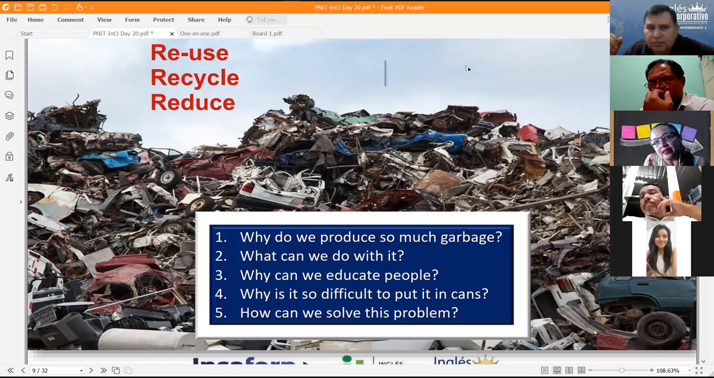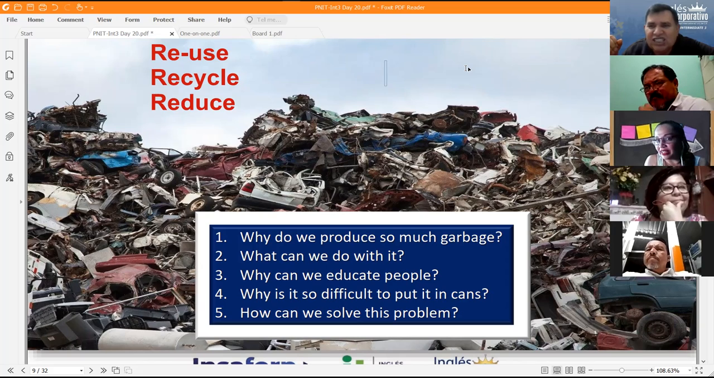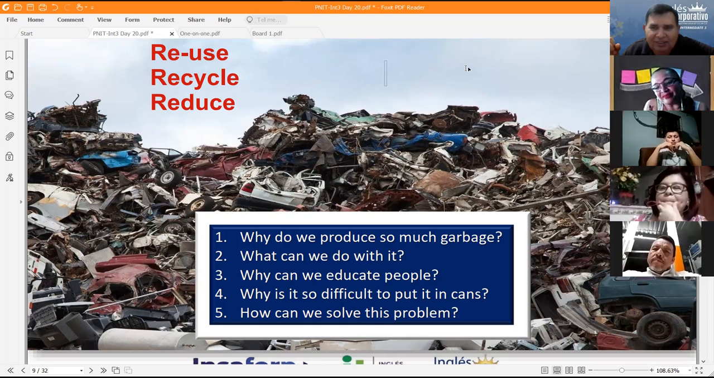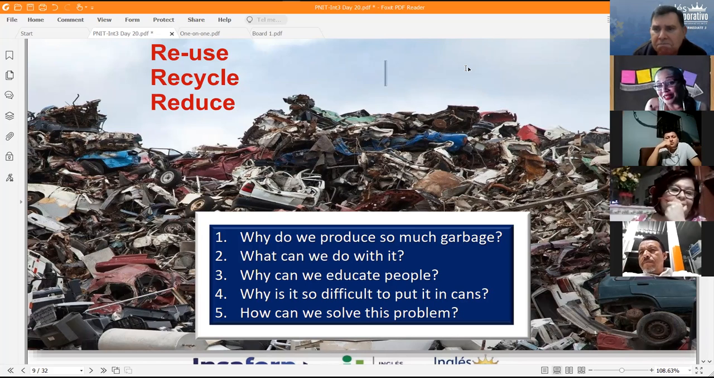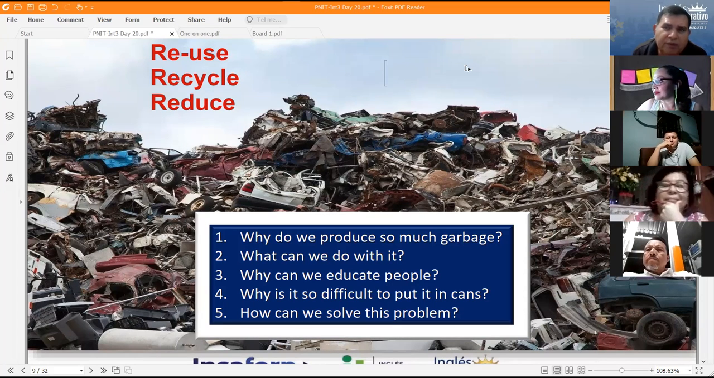Or maybe because they are inconscient. They don't have conscience. Of impact of the act. You know, they are aware. I think that they don't care. Yes, don't care. In my opinion, it is lack of education. Lack of love for the country. I don't know. People don't have conscience of the impact that we make to the environment.